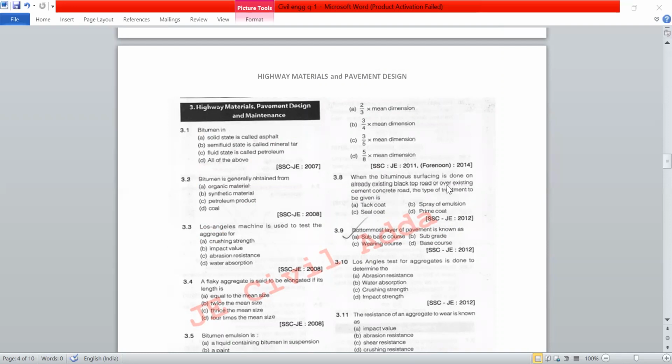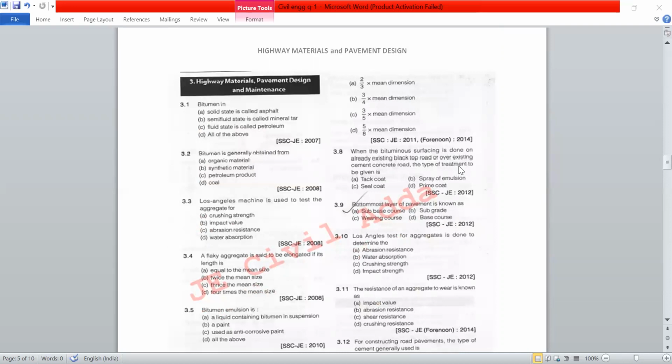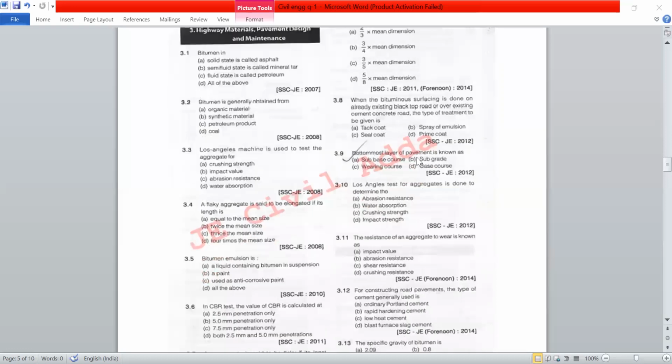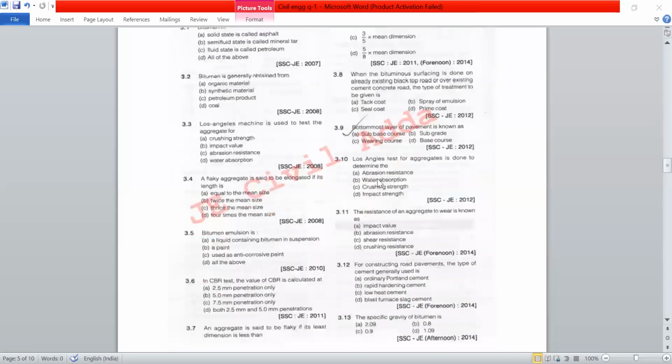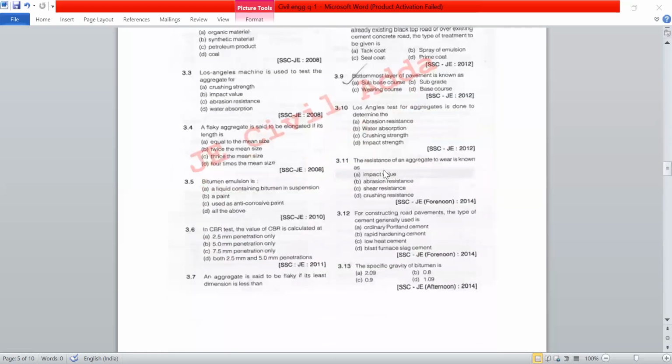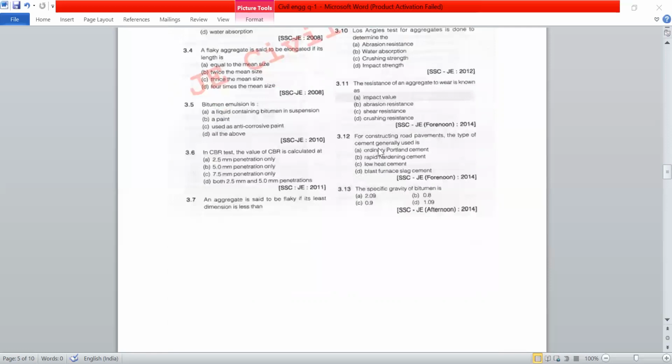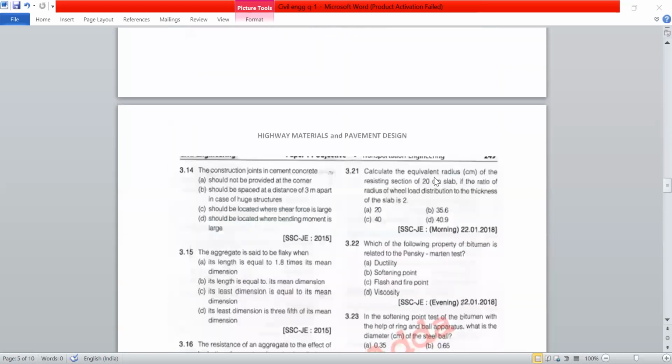When the bituminous surface is done on already existing blacktop road or over existing cement concrete road, the type of treatment to be given is tack coat. Bottommost layer of pavement is known as subgrade. Los Angeles test for aggregate is done to determine abrasion resistance. The resistance of an aggregate to wear is known as abrasion resistance. For constructing road pavements, the type of cement generally used is rapid hardening cement. The specific gravity of bitumen is 1.09.